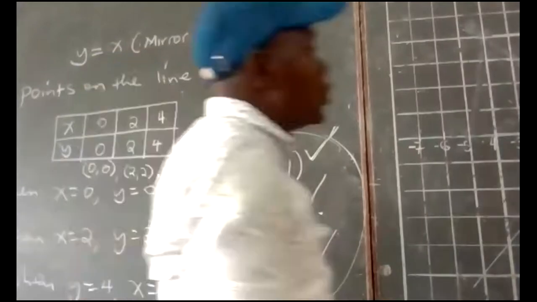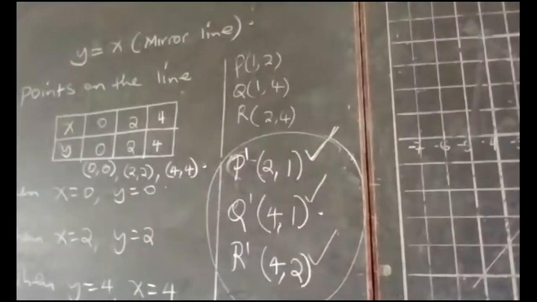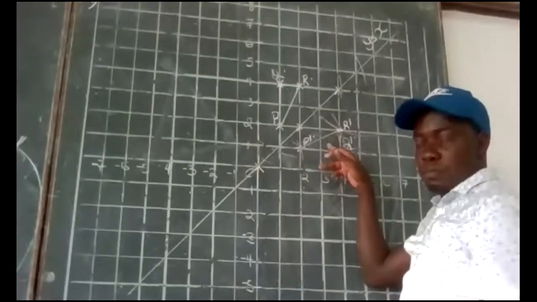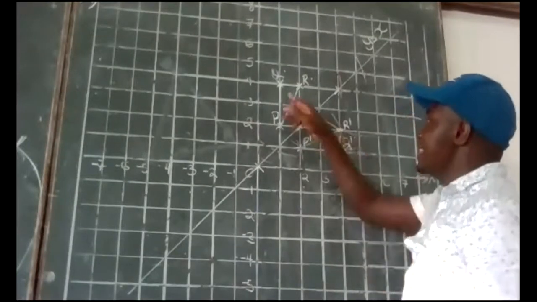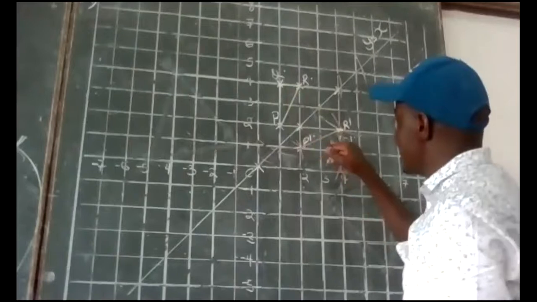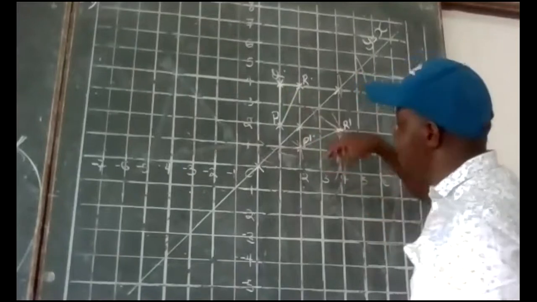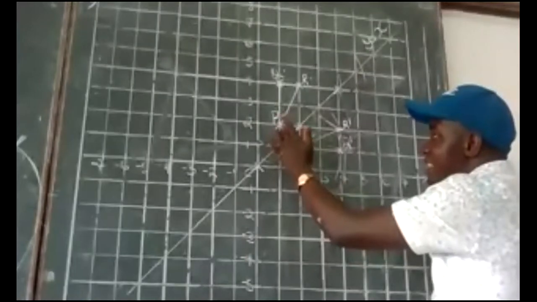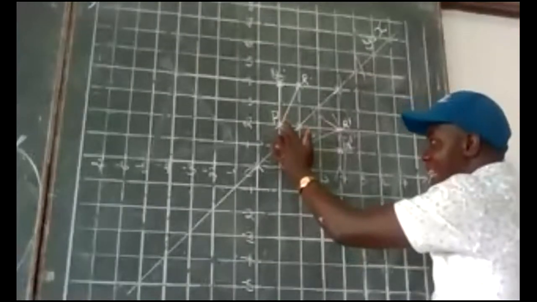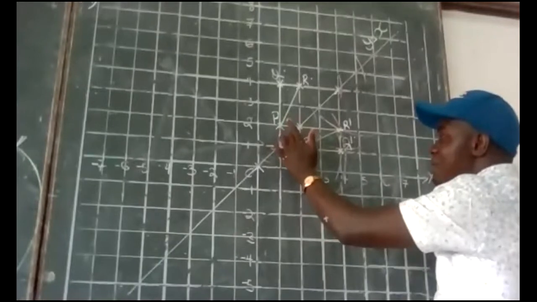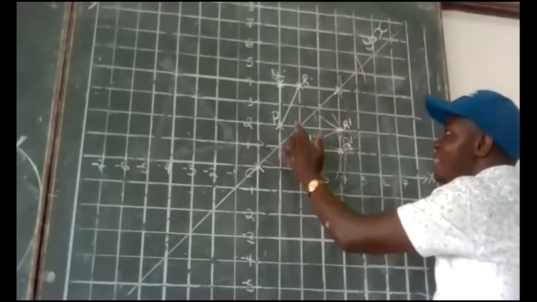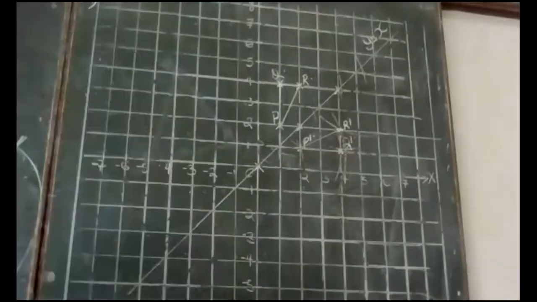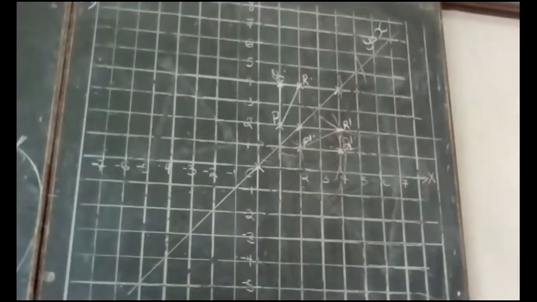And then two, the size of the object is the same as the size of the image. When you look at this, the size of this is the same as the size of this, and for each point, the distance of the object point from the mirror line is the same as the distance of the image point from the mirror line, for all the points. So if we have any questions, we can ask.